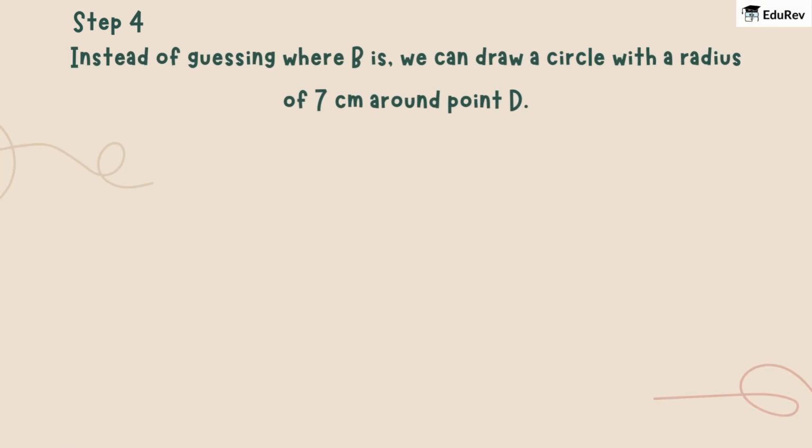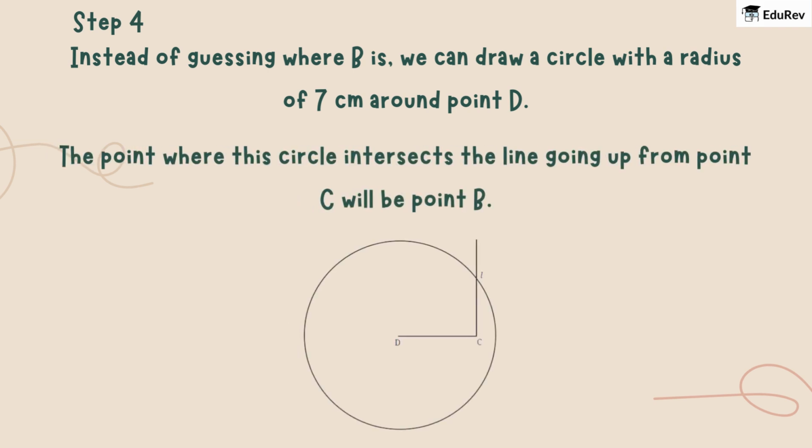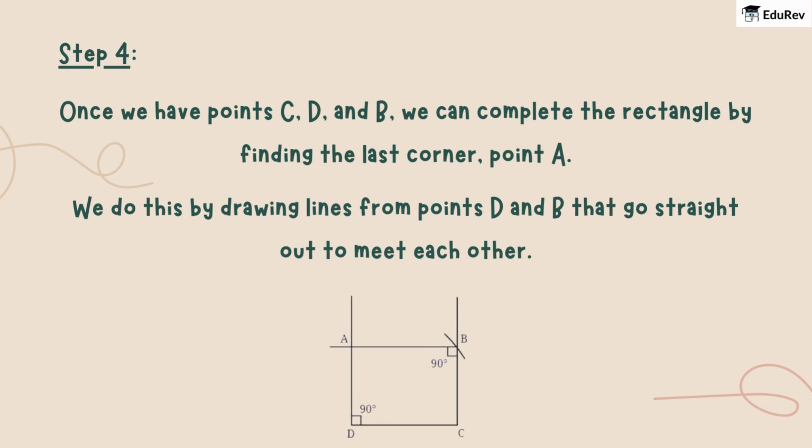Step 4. Instead of guessing where B is, draw a circle with a radius of 7 centimeters around point D. The intersection of this circle with the vertical line from C is point B. Step 5. Once we have points C, D, and B, we can complete the rectangle by finding the last corner, point A, to form ABCD.